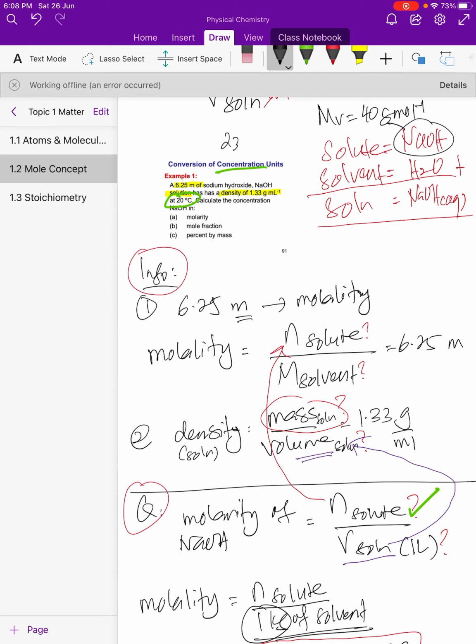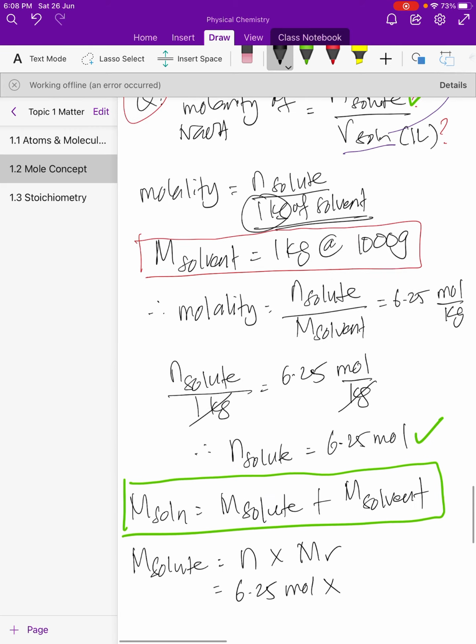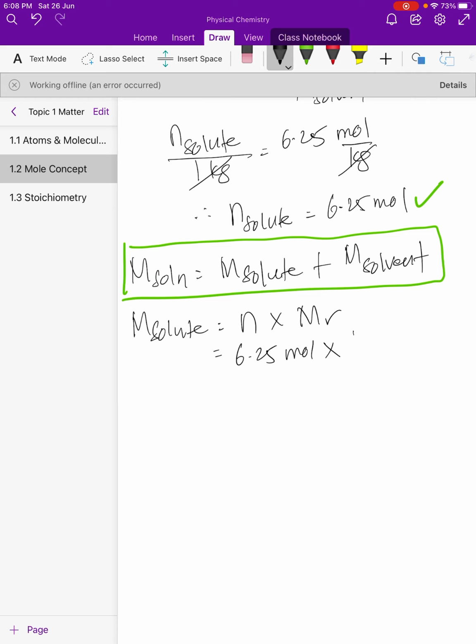Molar mass of sodium hydroxide: sodium is 23 plus oxygen is 16 plus hydrogen is 1. That gives you 40. Unit for molar mass, gram per mole. So mole can be cancelled off. Therefore, I get 6.25 times 40, I get 250 gram. This is the mass of solute.